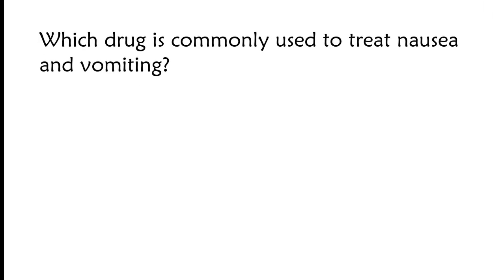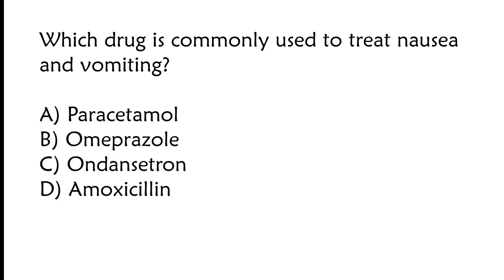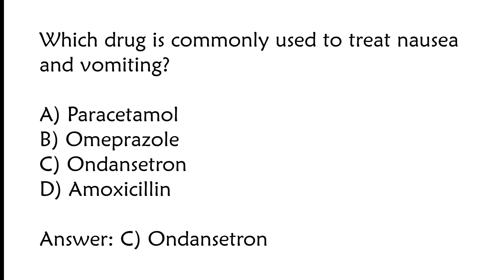Which drug is commonly used to treat nausea and vomiting? Paracetamol, omeprazole, ondansetron, amoxicillin. The correct answer is option C. Ondansetron is commonly used to treat nausea and vomiting.